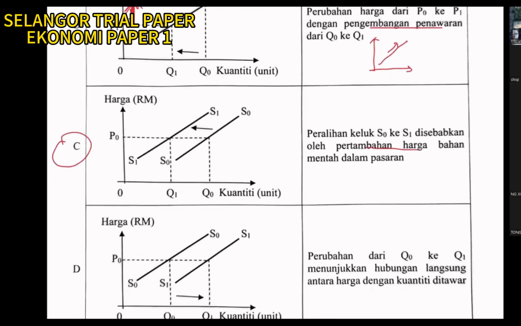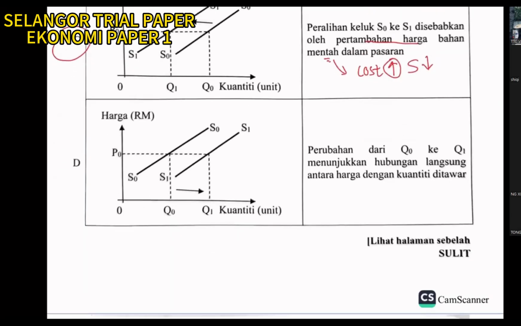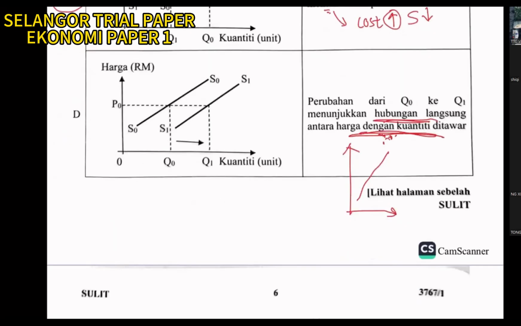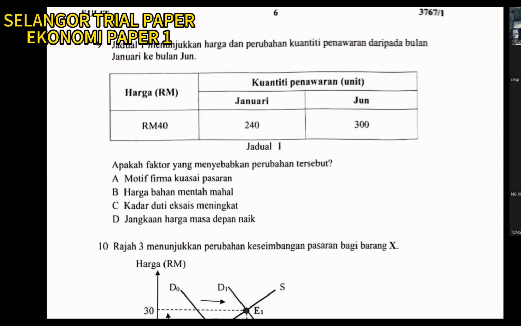Because they said pertambahan harga bahan mentah. Okay, cost increase, supply go down. Alright, this hubungan langsung. Hubungan langsung, harga quantity, this is along the line. Only one line. Alright, now here, they tell you January 240, June 300. Quantity price no change, but quantity increase. Faktor utama or faktor lain?